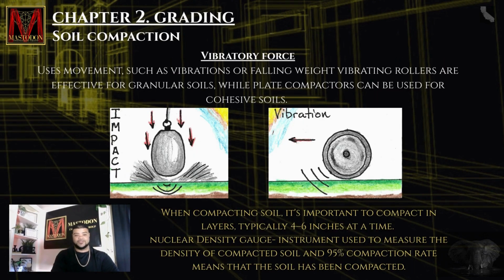All right, chapter 2, grading, soil compaction. The other method of compaction is called vibratory force, using movements such as vibrations or falling weights. So basically, they have a crane that hoists up a giant weight and drops it, slams it down. And then you have the flat-footed roller machines that vibrate. So as it's rolling around all day, it's vibrating plus the weight of the machine.